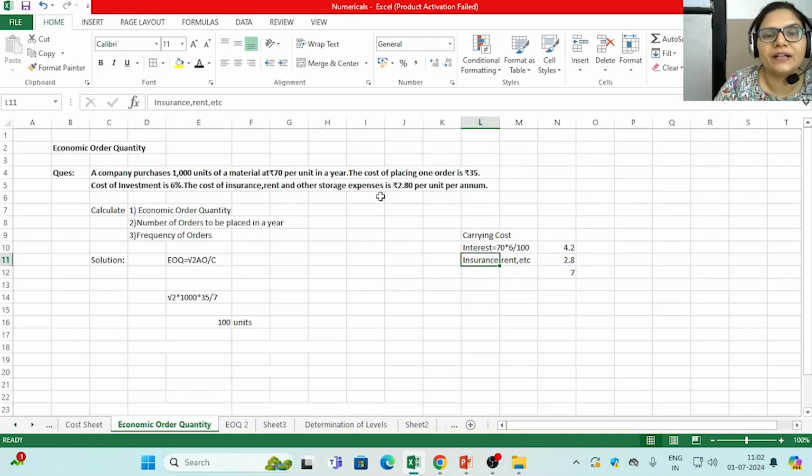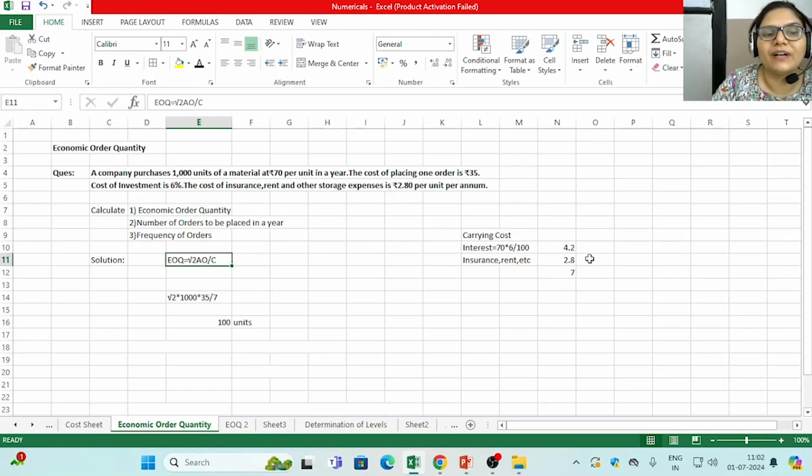Insurance, rent, and other expenses, which is given as 2.80 per unit per annum. Then it is again your carrying cost. We will add interest plus insurance, rent, and other storage expenses, which are given in the question at a value of 2.8. We will add both these things and we will arrive at a final carrying cost or a storage cost, which is rupees 7.